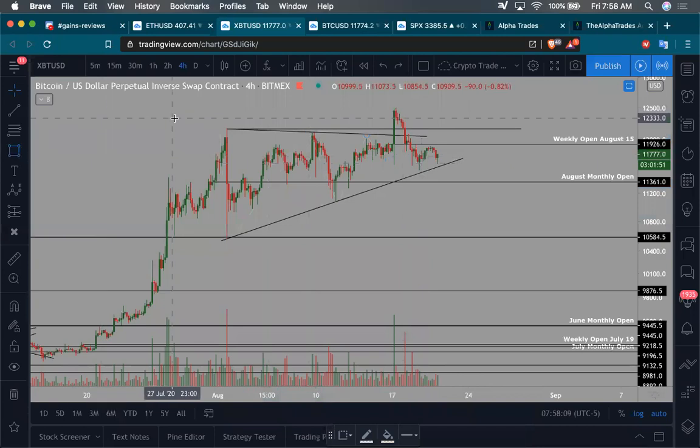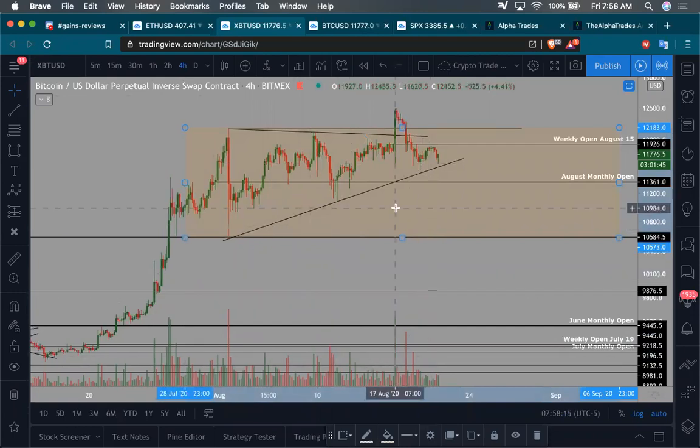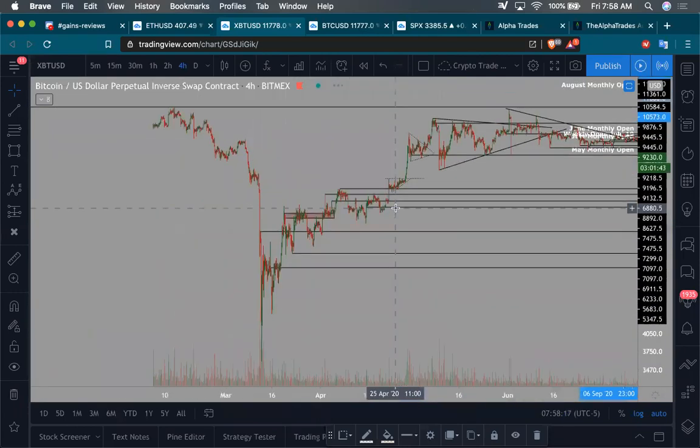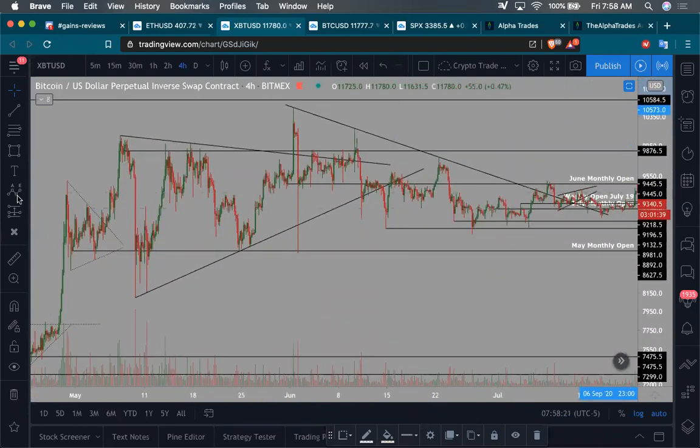I think what's happening right now is you're probably seeing this whole thing right here develop as a range, just like we saw back here in June and July, okay, or May, June, and July right here, develop as a large range, okay? We did a lot of chopping around in that area.